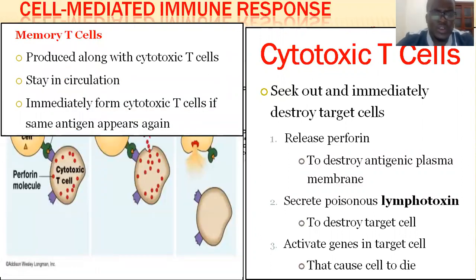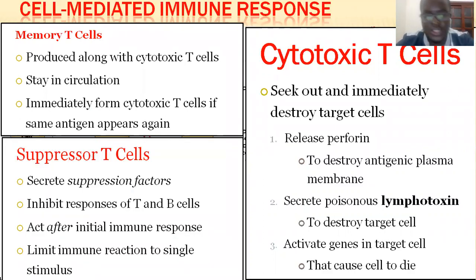Then there will be memory T cells that will be produced again. Once the T cells are proliferating, there is a clone of T cells that are developing. Some of those T cells will develop into memory T cells. These are produced along with cytotoxic T cells, and then they stay in circulation, ready to immediately form cytotoxic T cells if some antigen appears again. If there is an antigen that is appearing again, the memory T cells will transform into cytotoxic T cells to attack that pathogen before it causes any harm, before it causes a disease.